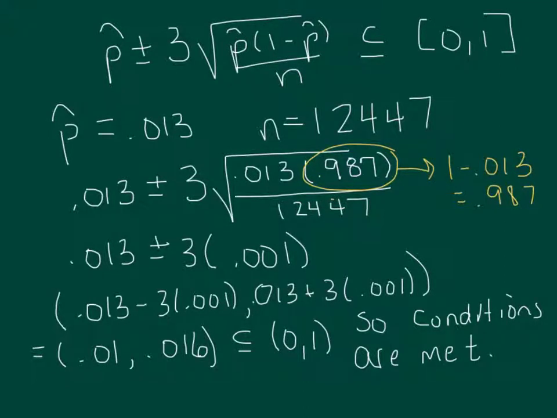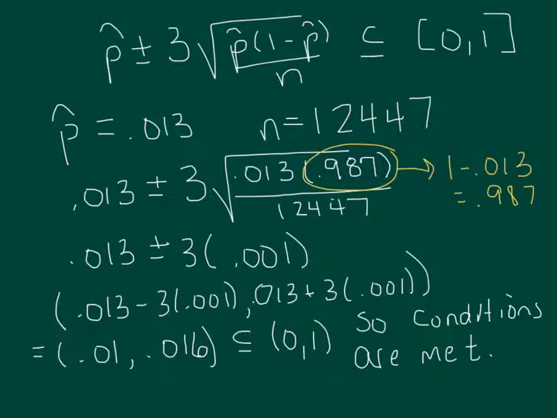You're going to do p hat plus or minus your 3. This right here is that p hat times 1 minus p hat over n. You take the square root, so that's what this part is. So we have 0.013 plus or minus 3. I did this on the calculator. First I did the minus, because the smaller number should go first.